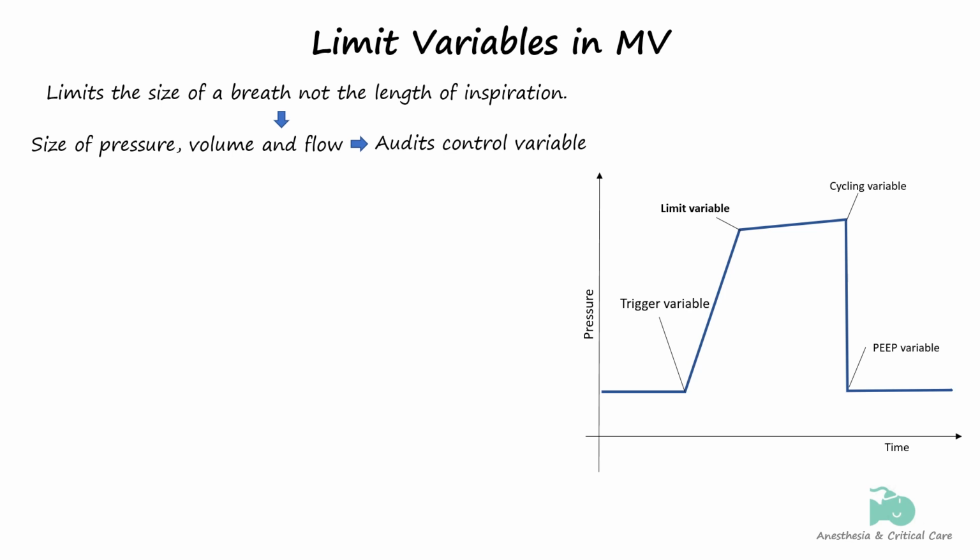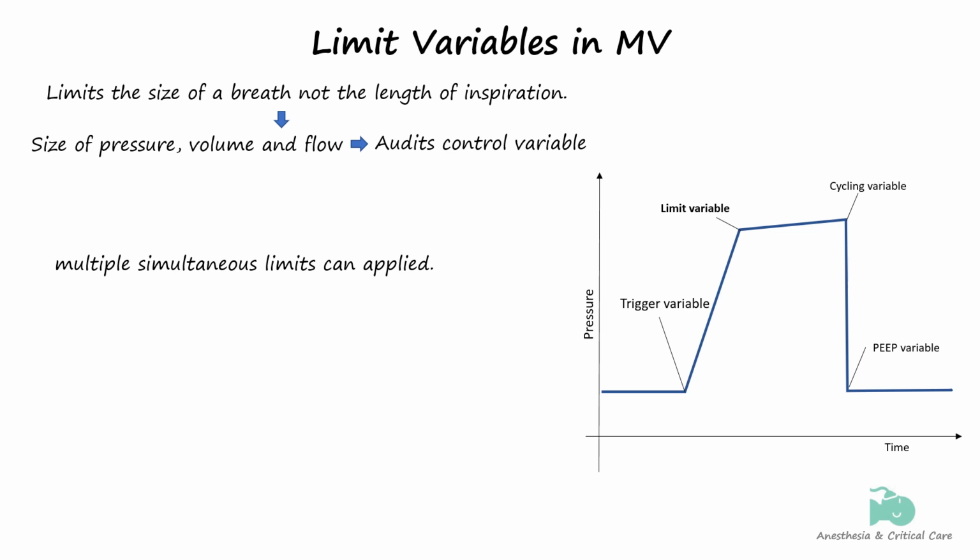But doing so might also increase the pressure. Limit variable is set to make sure that the pressure is also kept in check. When the volume limit is met, the inspiratory flow ceases. Unlike the control variable or the cycling variable, multiple simultaneous limits can apply to the inspiratory phase.